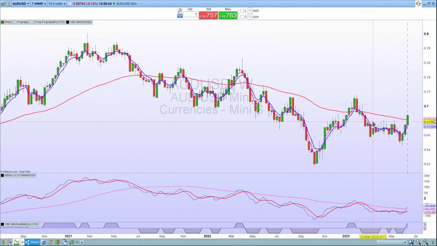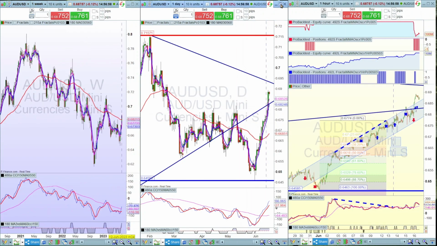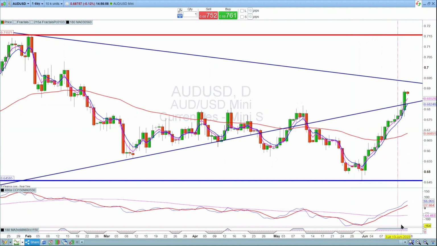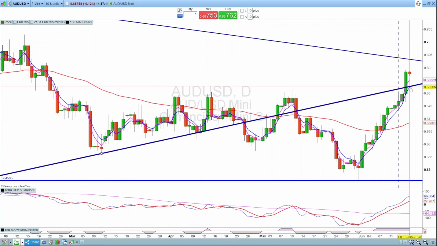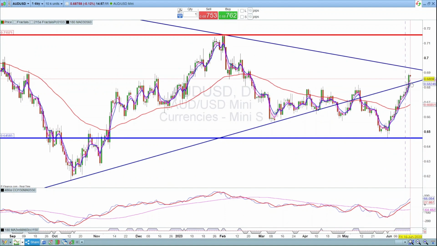On the weekly, you can see here it's just broken up into a bullish momentum, with the triple moving average of the price chart and the moving averages of the CCI 150 both in the bullish momentum, giving us a bullish signal. So primarily bullish trades only should be taken. On the daily, likewise, it's giving us a bullish signal. But notice also it's broken back into these two diagonal trend lines, and it may well fluctuate in that range, in that wedge, for the coming days possibly. So I'll just keep an eye on that and see how it goes.